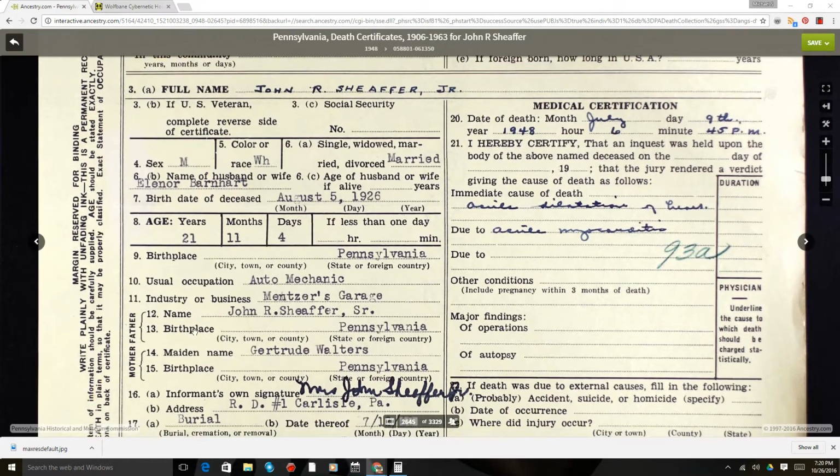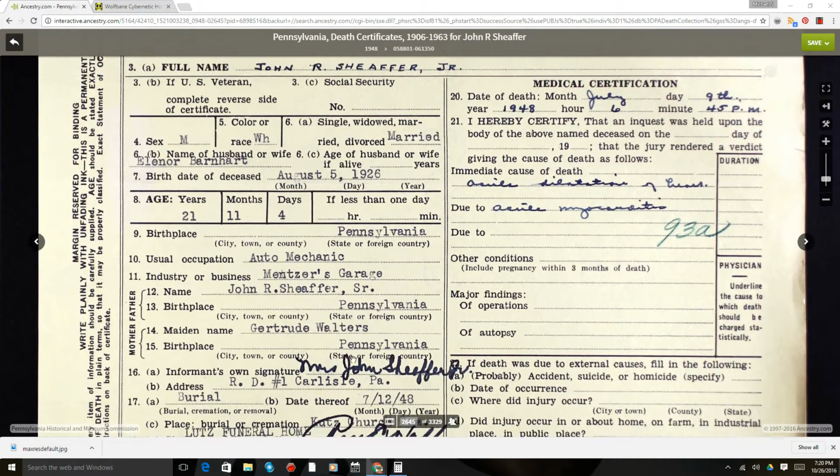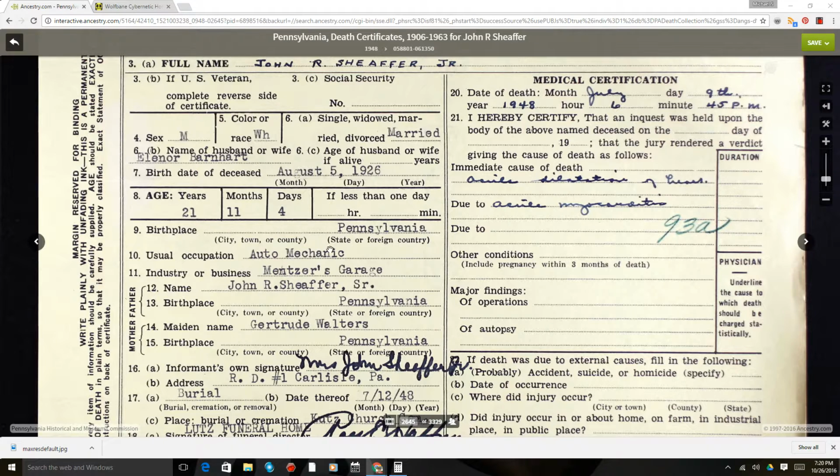But we have to assume that it's accurate as we're looking at it, and then as we find the facts later, we cross-reference and see what was wrong, what was right. And in this case, he was born August 5th, 1926. That made him 21 years, 11 months, 4 days. Young man. I always use online age calculators. You type in the date of death and the date of birth, and this will come out, and hopefully this is correct. And if not, you have to change it.